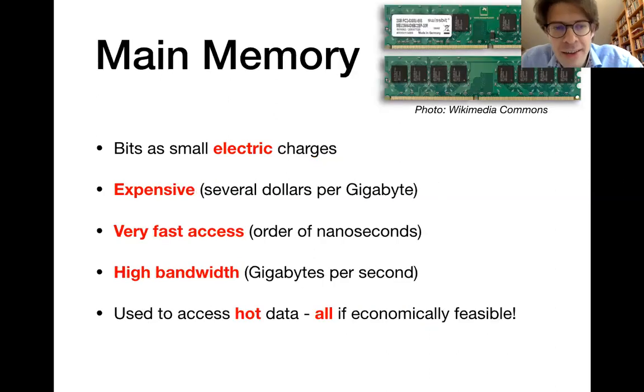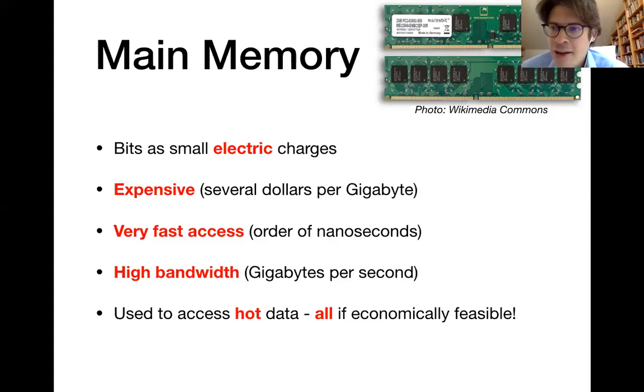Main memory, that is the next level of the memory hierarchy. And here we have a big jump in terms of access speed. Again, we are storing bits as small electric charges. And compared to the other storage media, main memory is quite expensive for storage, if you look at the price per gigabyte, for instance. But on the other side, you have some very fast access times. You can read and write data at a relatively high bandwidth. So this is a very significant difference to the storage media that we have seen before.